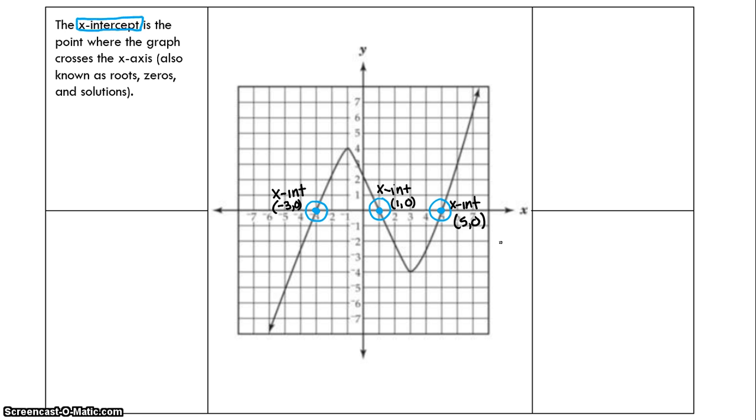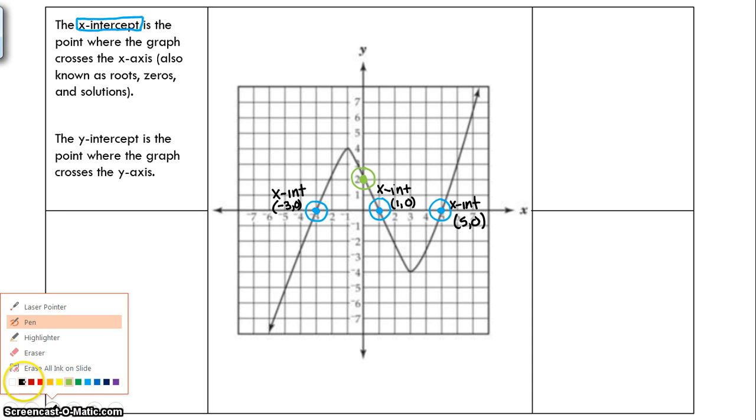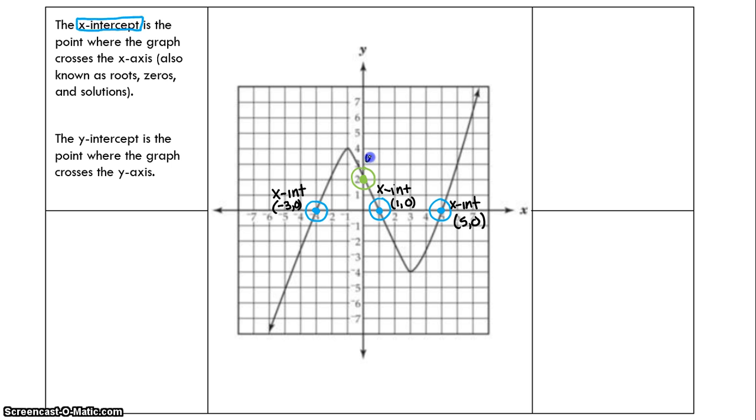So we have x-intercepts where the graph crosses the x-axis, where the function value, the output value, is equal to 0, where our y value is 0. And then you have the y-intercept where the graph crosses the y-axis. So I'm going to change colors, and I'm going to mark on my graph. It looks like my y-intercept is right about there. So I'm going to add it in, and it crosses the y-axis at the point 0, 2. So where my x value, where my input value is 0.